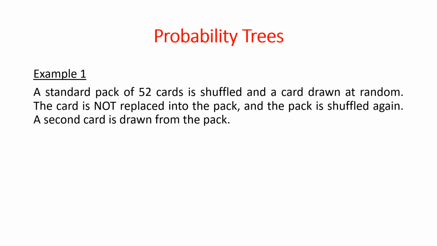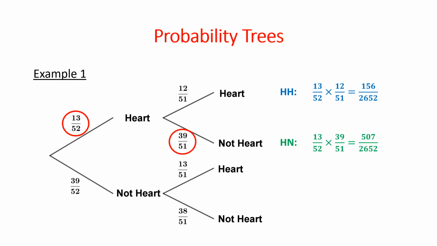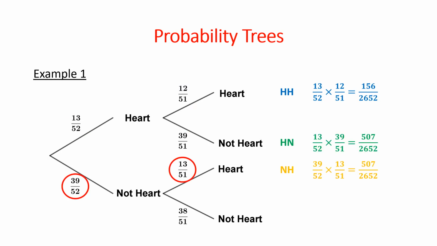We're coming back to our example from the last video where we had a standard pack of 52 cards. We selected the first card and we didn't replace it, and then we selected a second card. And this is the probability tree we developed from our last video. Remember, the key thing is to multiply along the branches to get the probability of each scenario: 2 hearts, a heart first and then a no heart, a no heart first and then a heart, and 2 no heart cards.